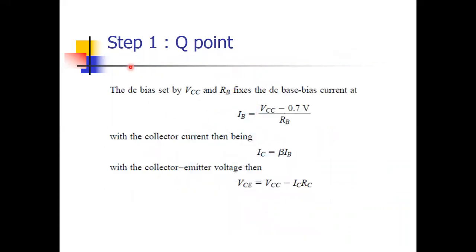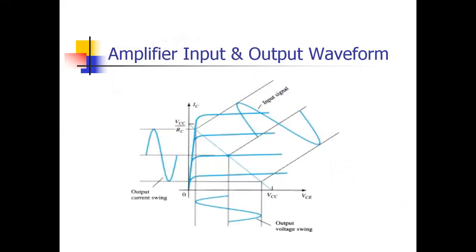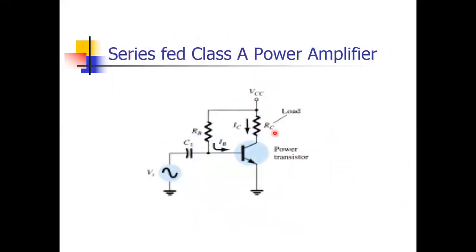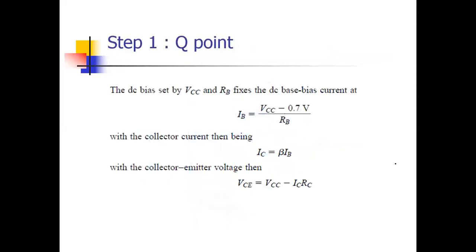Now the analysis of the Q point. What do you mean by Q point? Q point means output voltage and current. What is the output voltage and current in this diagram? Output voltage will be, see, this is your collector and this is your ammeter. Okay, so output current is IC and output voltage VCE. So for the Q point we have to calculate IC and VCE.